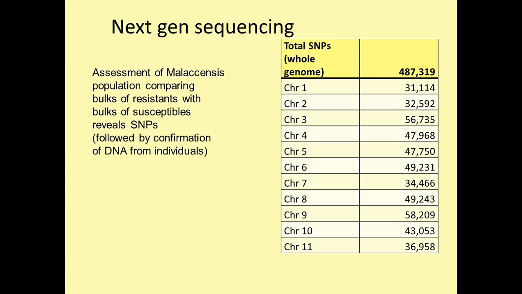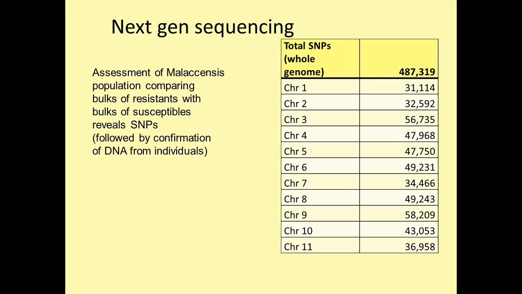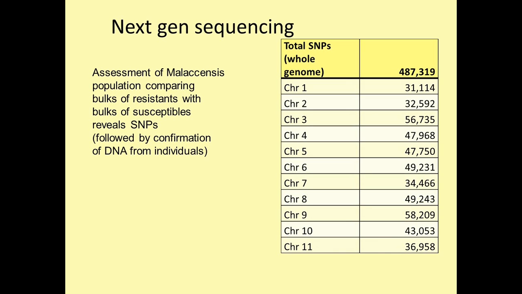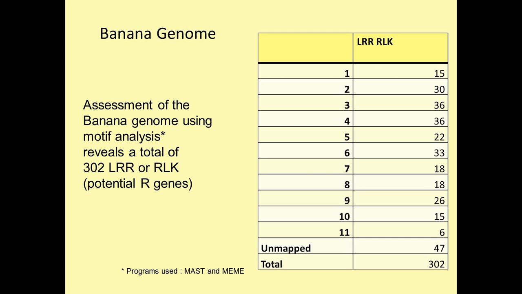So we've identified SNPs in the various chromosomes in the banana genome, in the malaccensis lines that we're dealing with, comparing resistant with susceptible bulks. And then by looking at the genome, Jackie's group have been able to identify potential resistance genes based on the published ones of leucine-rich repeats or receptor-like kinase genes, and there's 302 apparently potential resistance genes within that genome. But that's assuming that our resistance gene is that type, but let's just assume that at the moment and not make life more difficult. And some of them are still in the unmapped regions, and that indicates that the genome isn't completely sequenced to perfection as yet.